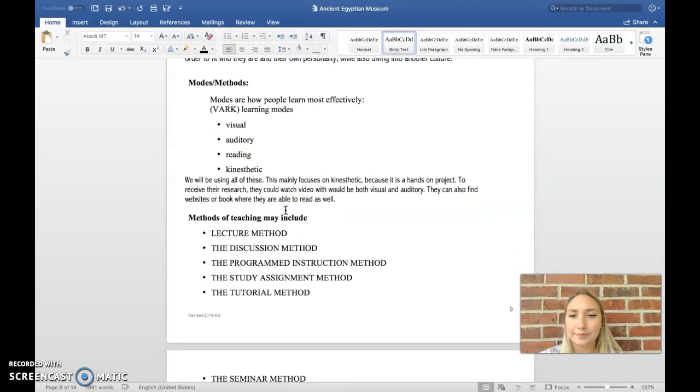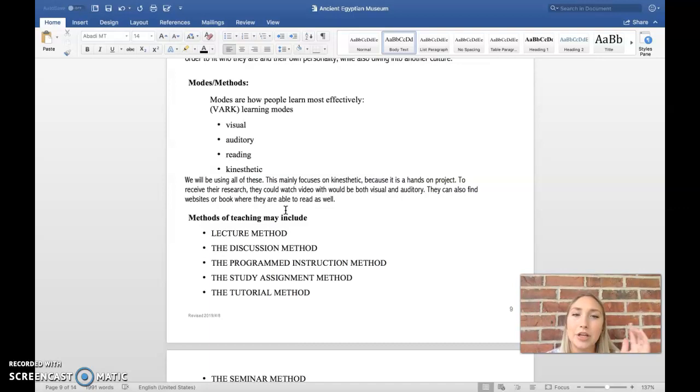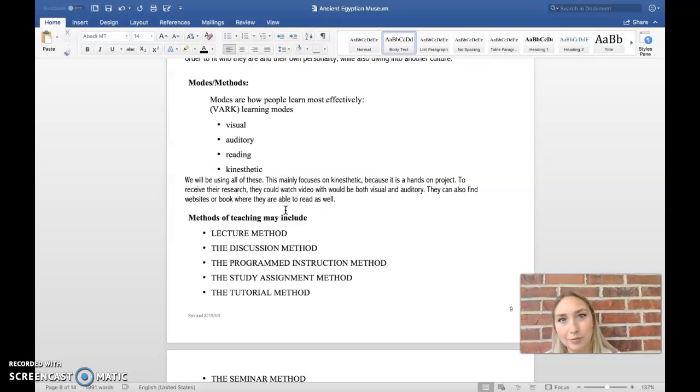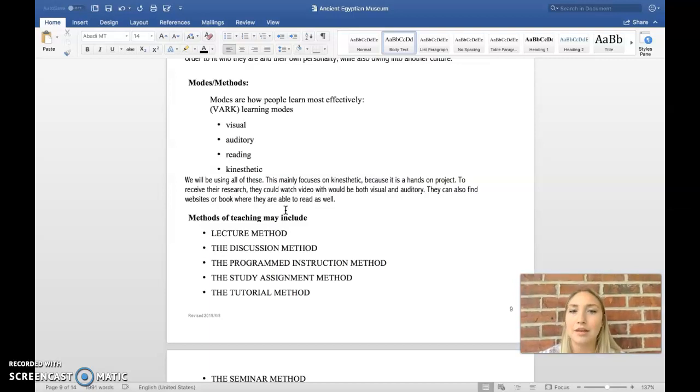And then modes and methods. Technically, we'll be using all of these because it mainly focuses on kinesthetic because this is hands-on, project-based learning. But in order to receive their research, they'll have to watch a video, listen. That's visual and auditory. And then they can also read books, read websites, anything they need.